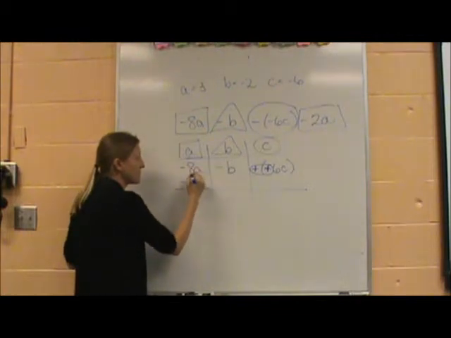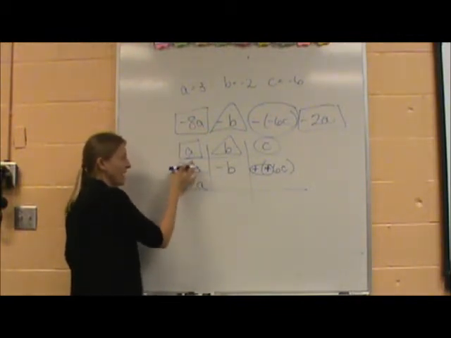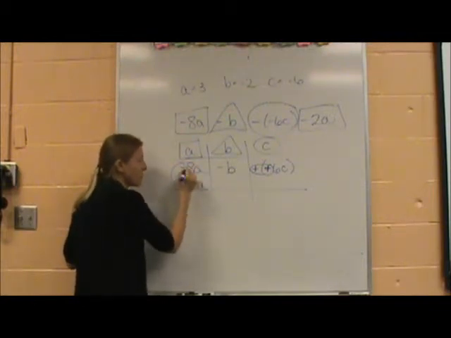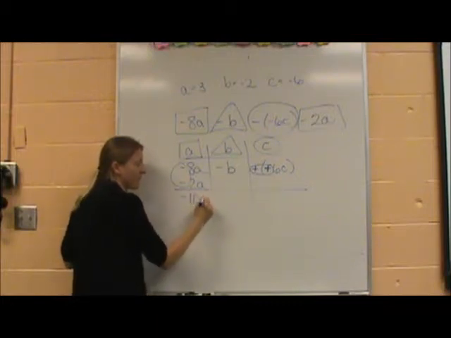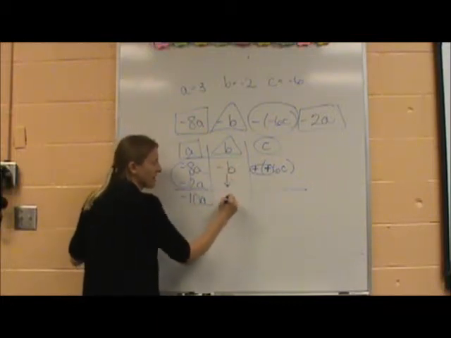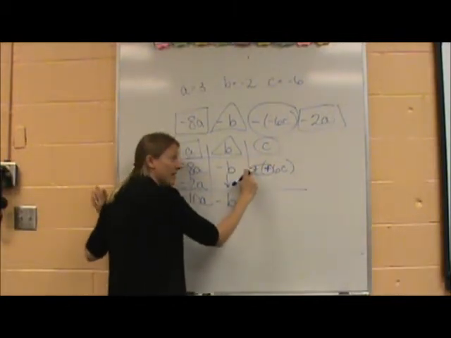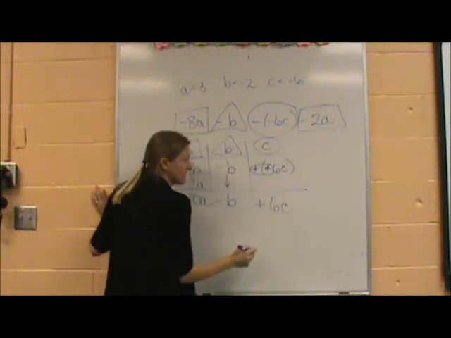So I'm going to bring down my terms. Two negatives I can add, same sign add. So negative 8 minus 2a is negative 10a. I bring down my minus b. Because I have a negative and a negative, it becomes positive 6c.